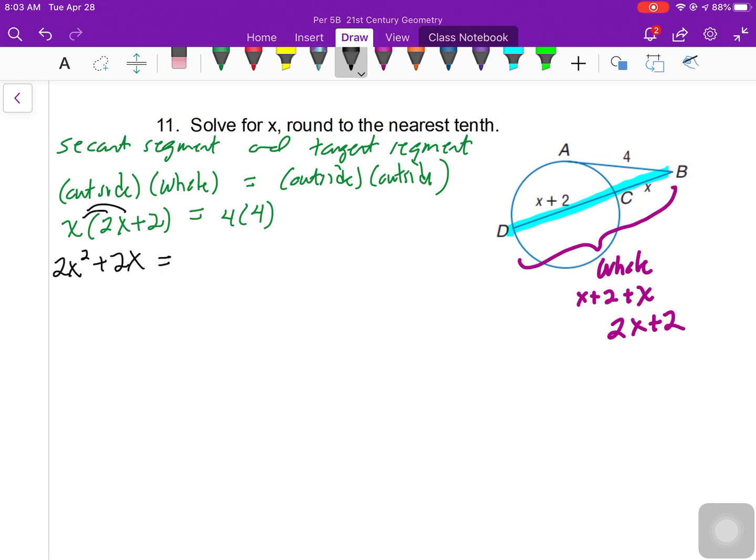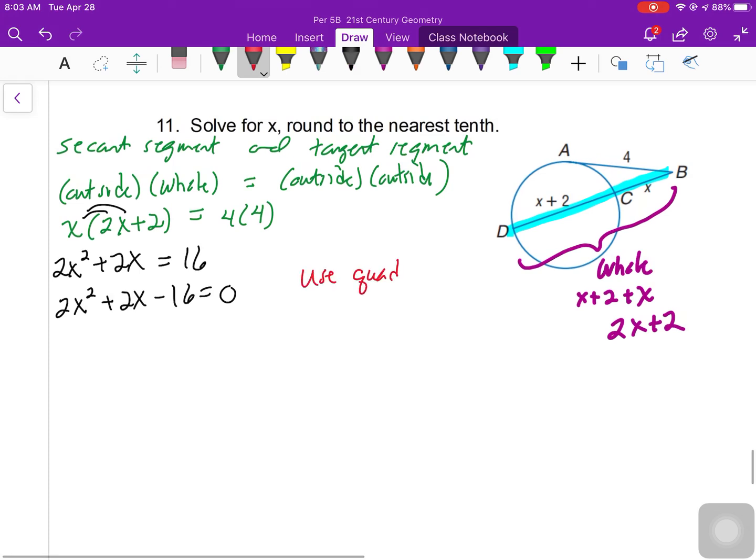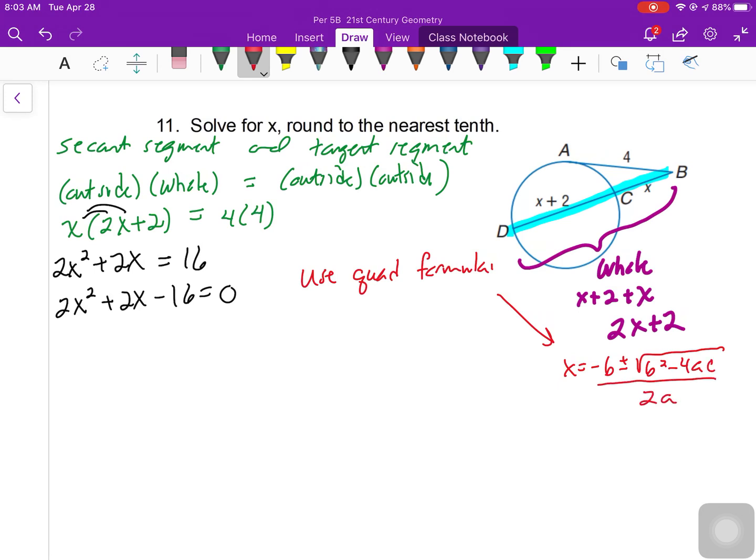Now comes the algebra. 2x squared plus 2x equals 16. We'll subtract the 16 because it's a quadratic equation. Now this one does not factor. So since it doesn't factor, we're going to use the quadratic formula. Just to remind you, the quadratic formula is negative b plus or minus the square root of b squared minus 4ac, all over 2 times a. In our particular problem, we could divide by 2 to make all of the numbers smaller. Let's go ahead and do that. So we'll divide everything by 2. That gives us x squared plus x minus 8 equals 0.